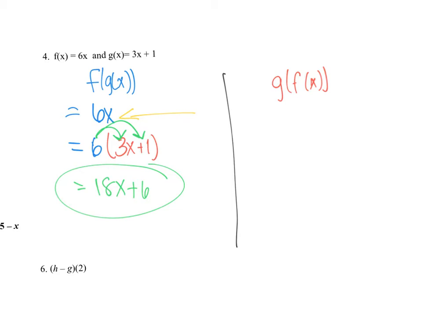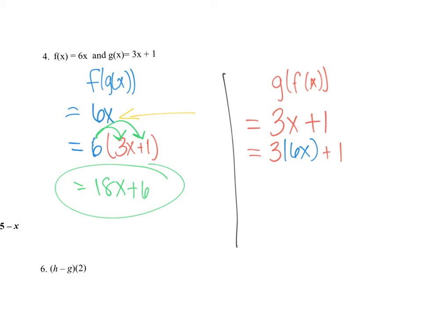Okay? All right, now I'm going to go to the other side. Right? I have g of f of x. What function do I see first? G. What's my g? 3x plus 1. Good. What am I plugging in? What function am I plugging in? What's in my parentheses? Good. So 3 times 6x plus 1.